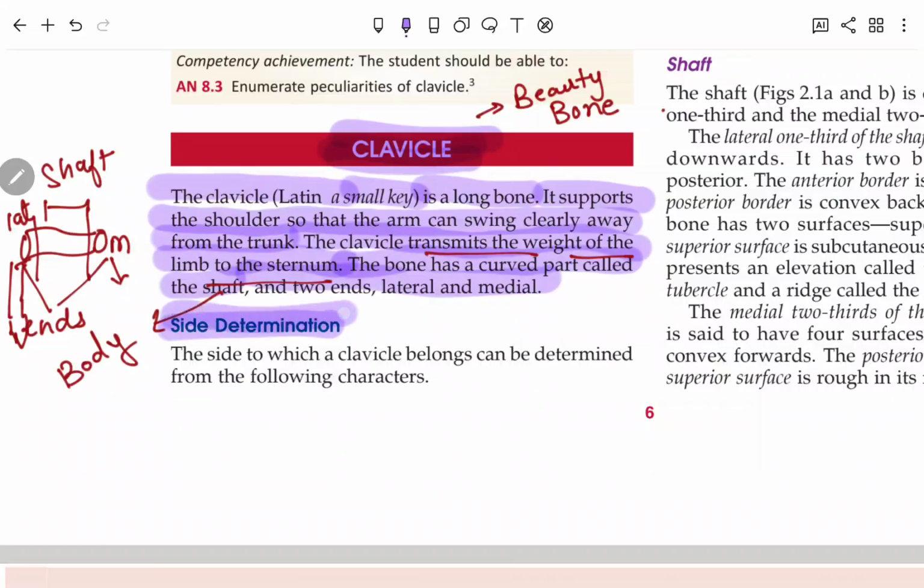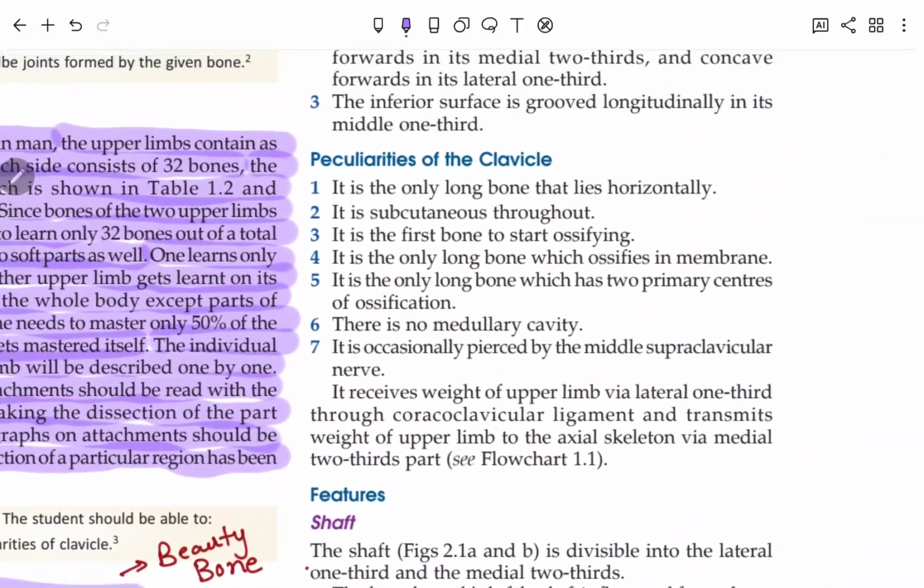Now, how will we determine the side of the bone? Like the bone which you are having in your hand during examination, of what side, right or left side, you need to determine it by observation and palpation skills and through knowledge of the anatomy. So next, the side to which a clavicle belongs can be determined from the following. The characteristics are described here.